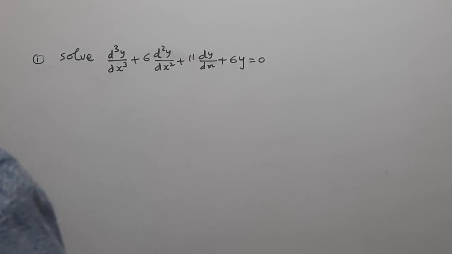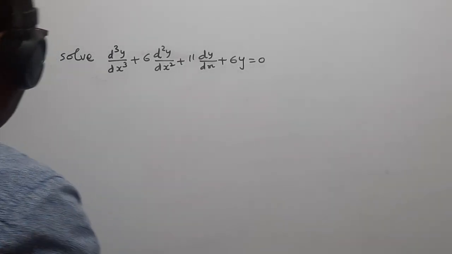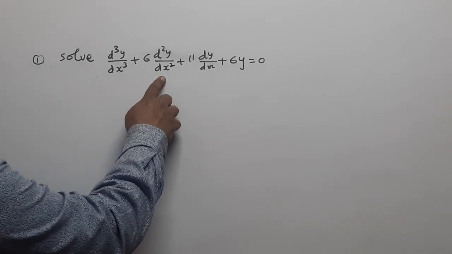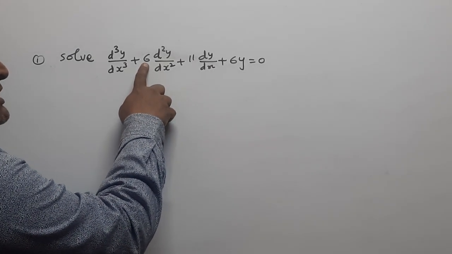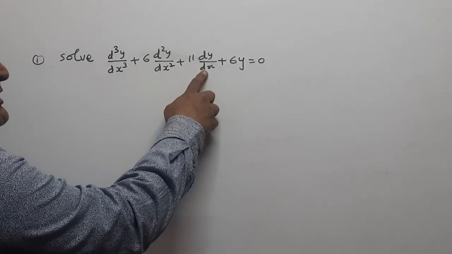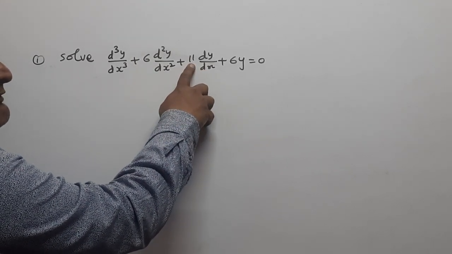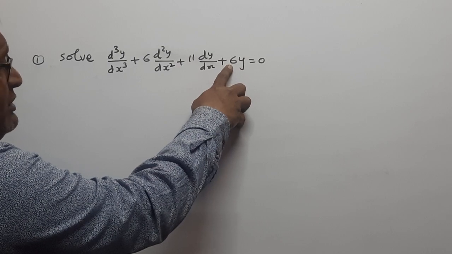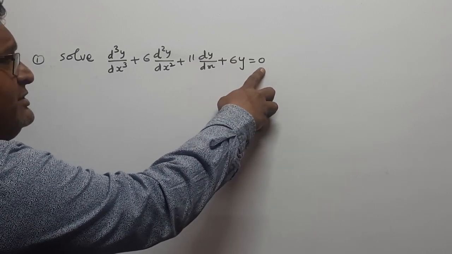You can see this example here. This is the third order linear differential equation with constant coefficient. The coefficient of d2y by dx2 is 6, which is constant. The coefficient of dy by dx is 11, which is constant, and the coefficient of y is 6, which is also constant. And the right hand side is 0 here.